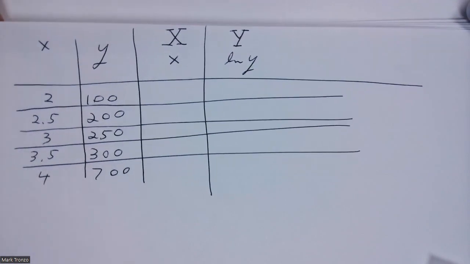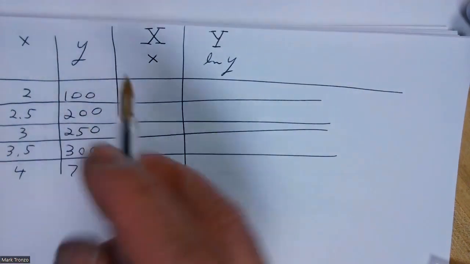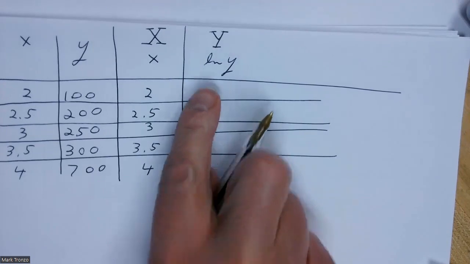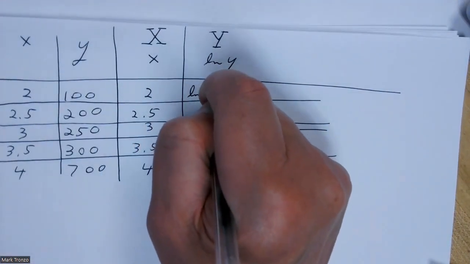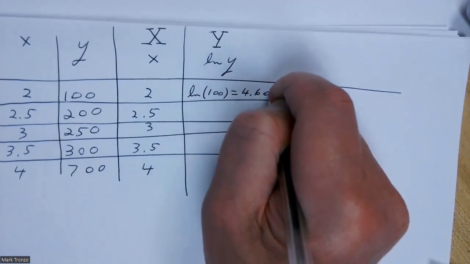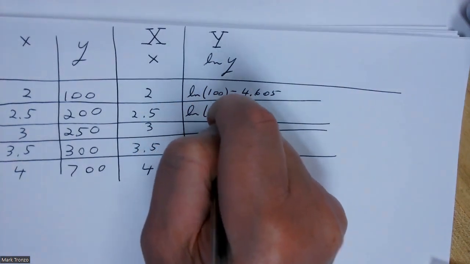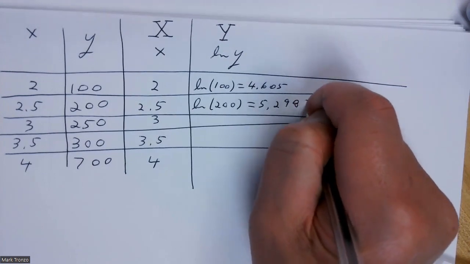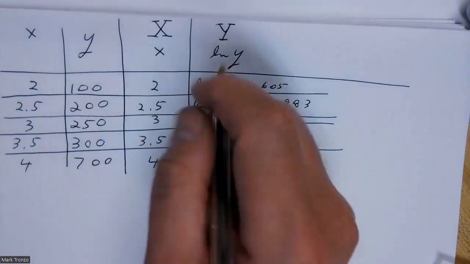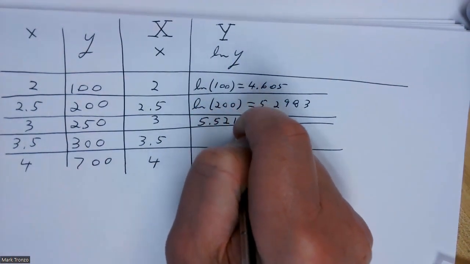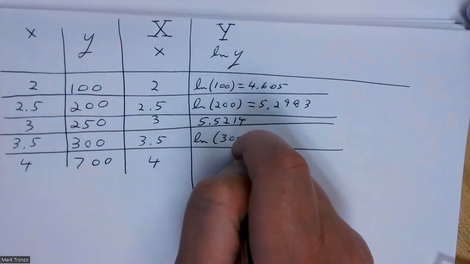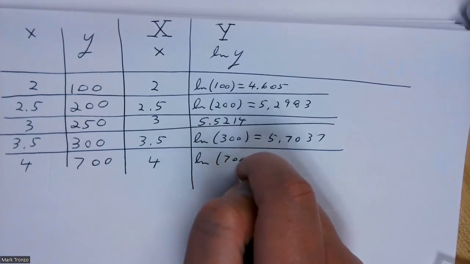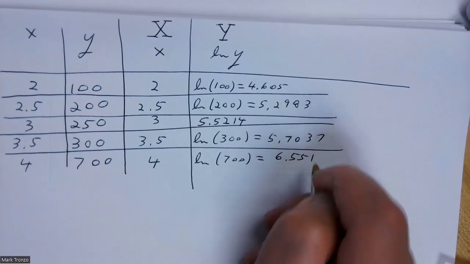Just like before, go ahead and calculate these. Here x is just x, so we can copy that column right down. Then over here, log of y. Log of 200 is 5.2983. Log of 250 is 5.5214. Log of 300 is 5.7037. And log of 700 is 6.551.